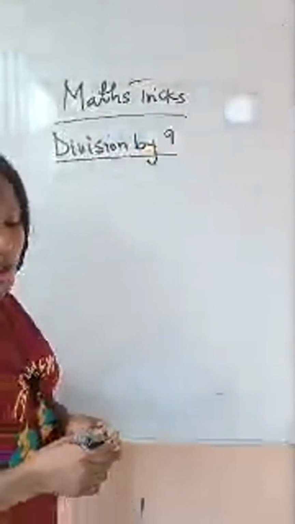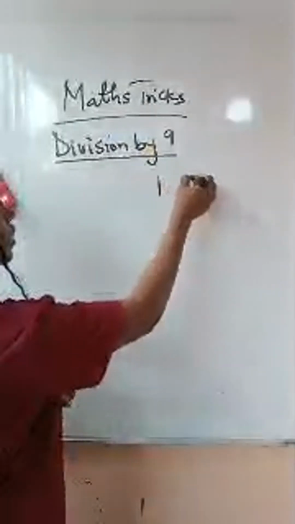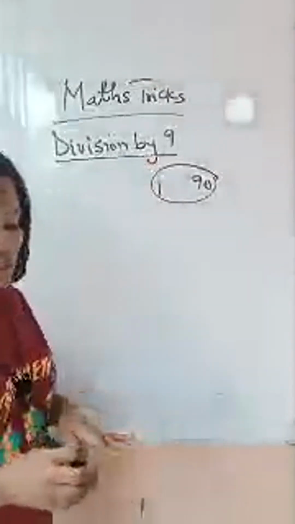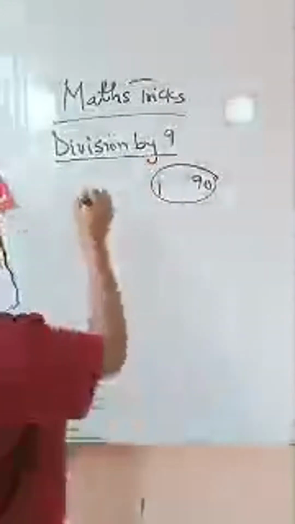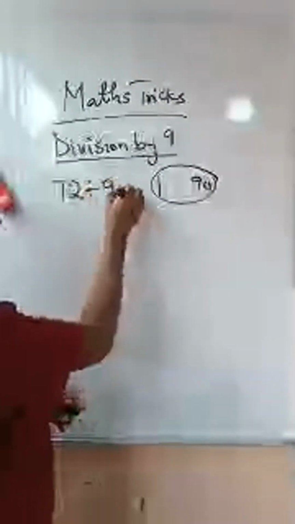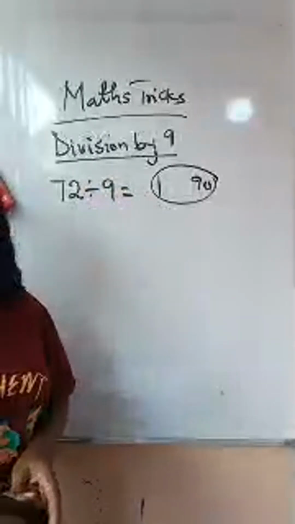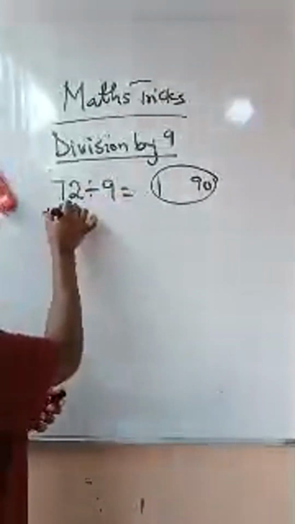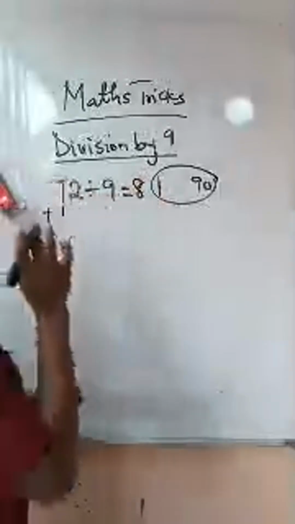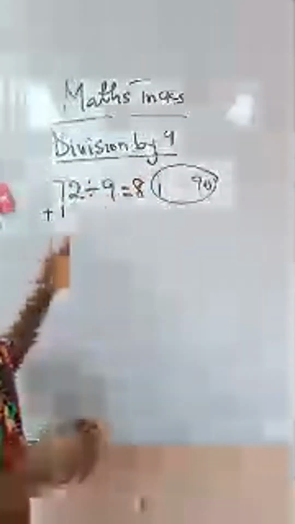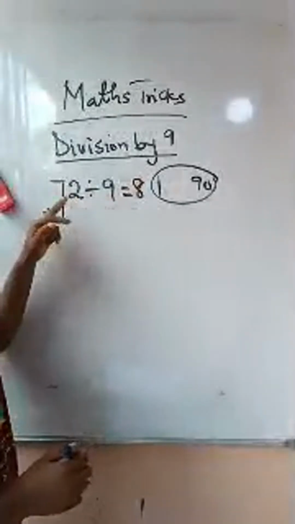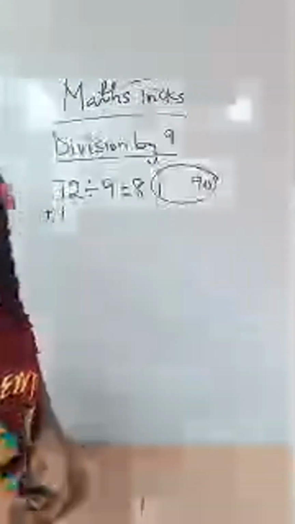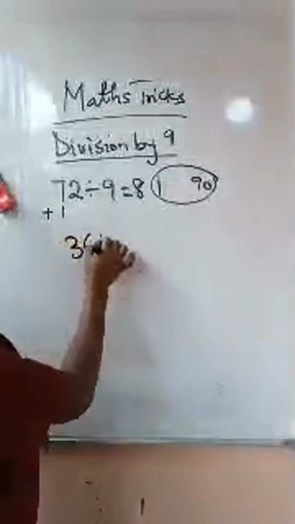Once you want to divide the numbers from 1 to 90, it works for numbers from 1 to 90 that are divisible by 9. So if we have 72 divided by 9, you don't need to do anything, just add 1 in front of 7 and you get 8, and that is your answer. Yes, 72 divided by 9, just add 1 in front of 7 and you get 8. Now we have 36 divided by 9.